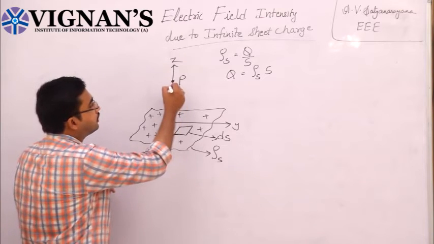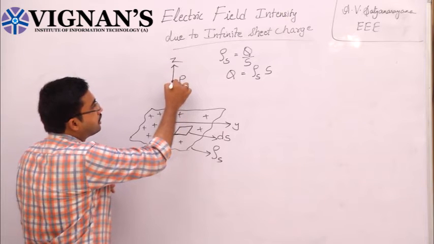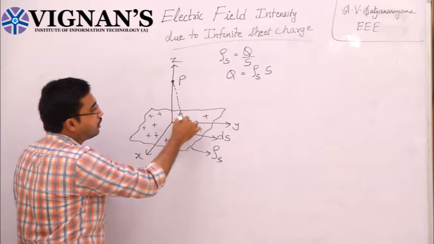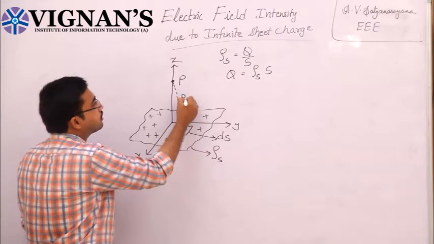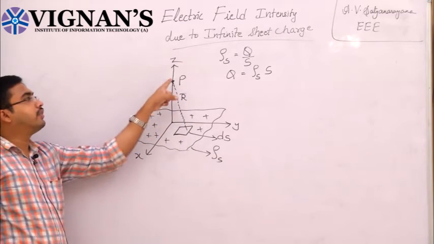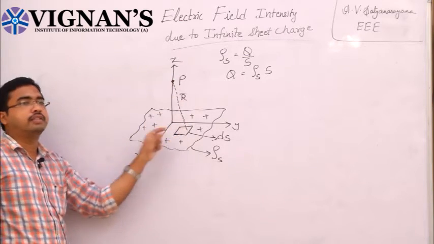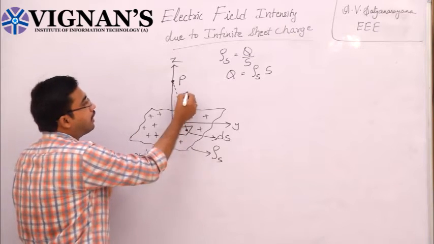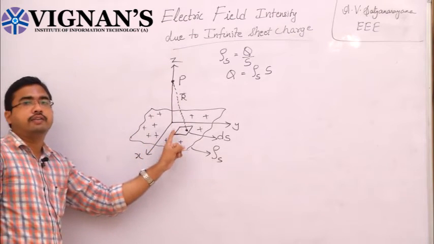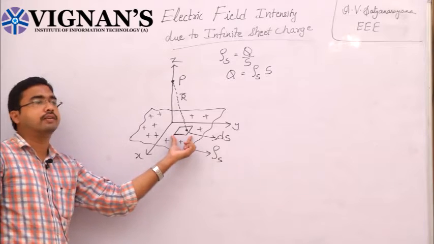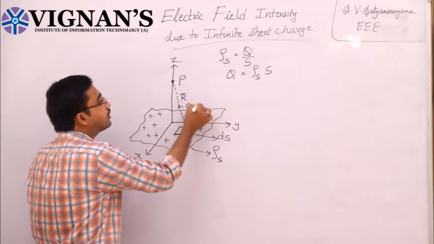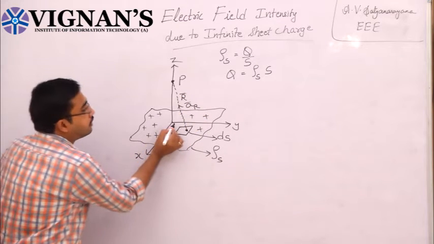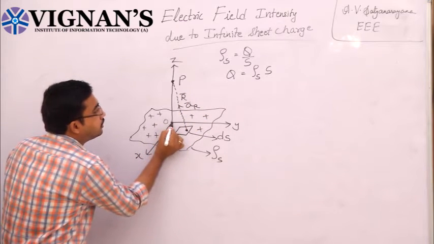Okay. So take the distance vectors. The distance vector from point P to this differential surface is some r bar. As we are considering the electric field intensity from this differential surface to this point P, the unit vector in this direction is ar bar, and the distance from the origin to this differential surface is r.